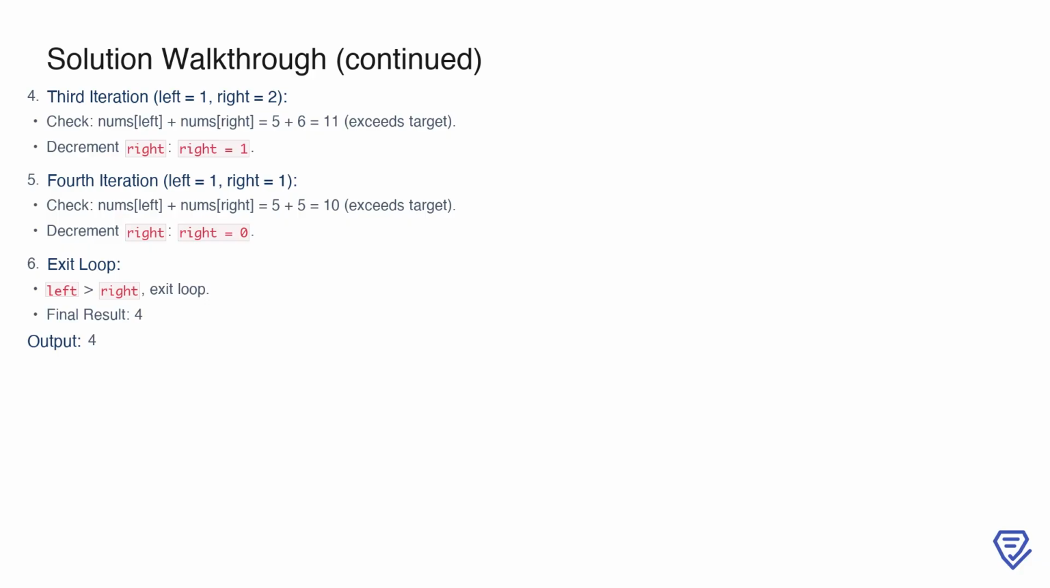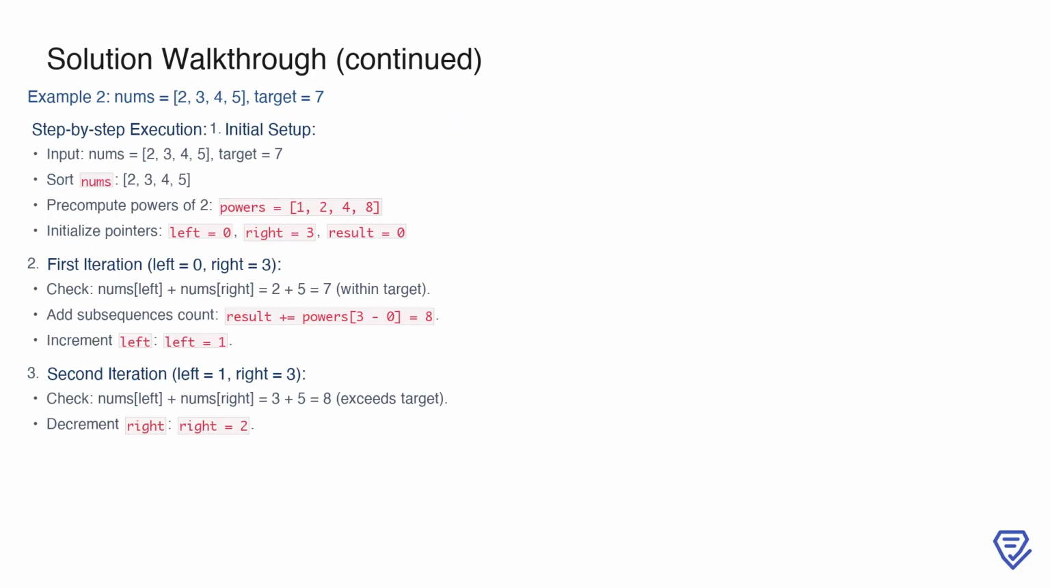For the second example, nums equals 2, 3, 4, 5, and the target is 7. We begin by sorting the array, which remains 2, 3, 4, 5. The pre-computed powers of 2 are the same as before, powers equals 1, 2, 4, 8. We initialize left at index 0, right at index 3, and result at 0. In the first iteration, the sum of nums[left] and nums[right] is 2 plus 5, equal to 7, which is within the target. We add the count of valid subsequences using powers[right - left], which is powers[3 - 0], equals 8. Then, we increment the left pointer to index 1.